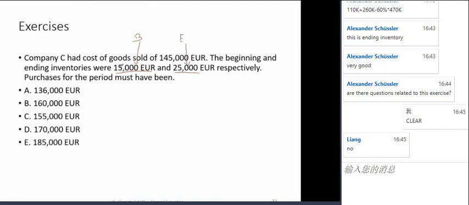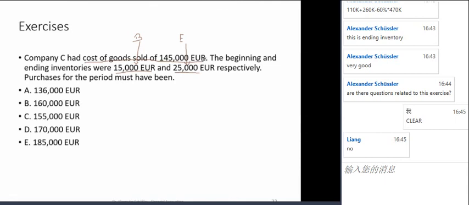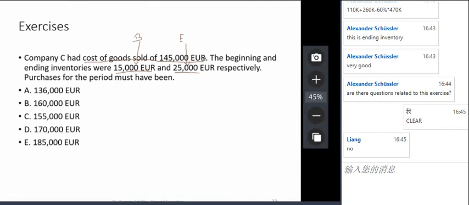Here, cost of goods sold are 145,000. 145,000 cost of goods sold is what leaves your inventory. Yeah, because when the company is selling the goods, cost of goods sold leave your inventory account. So what are purchases for the period?